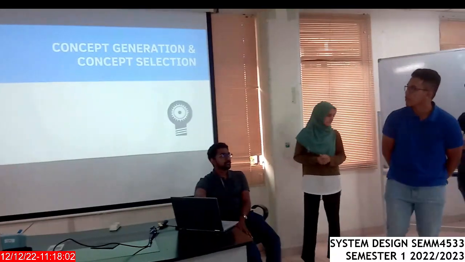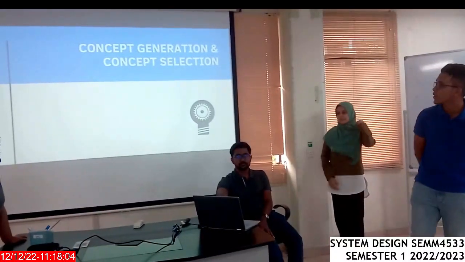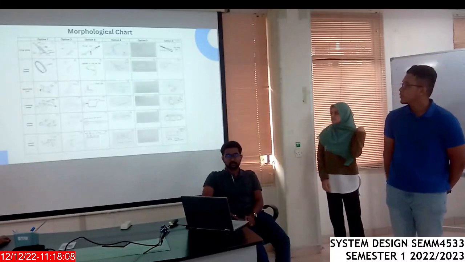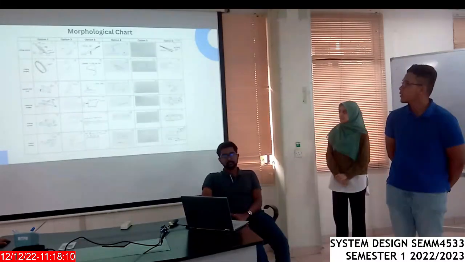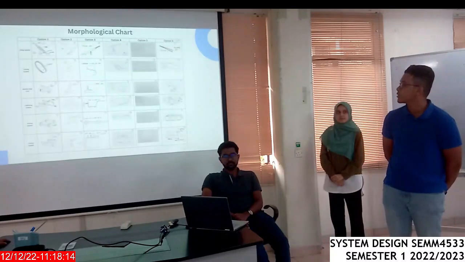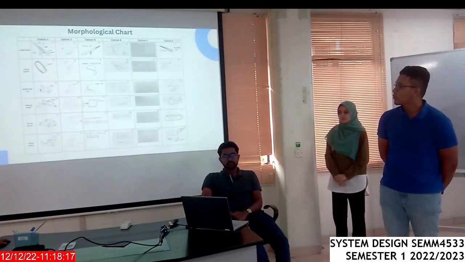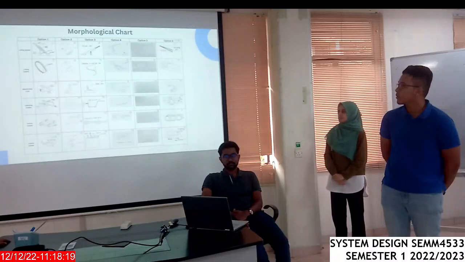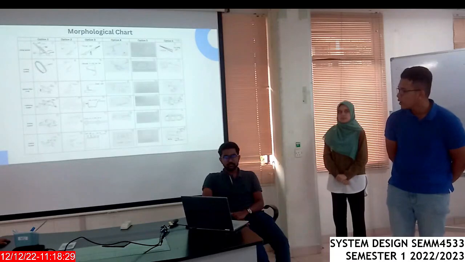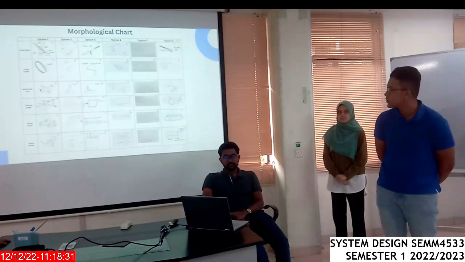I will explain how our group did the concept generation and concept selection. So first of all, this is our morphological chart. Since our group has 6 members, we need to do 6 options here. It is based on the selected systems, as you can see in the first column there: the referee system, guiding system, identifier code, quality system, driving system, and last but not least, the control system.